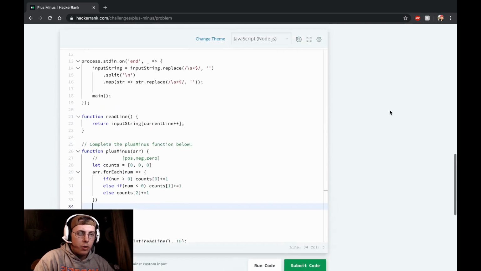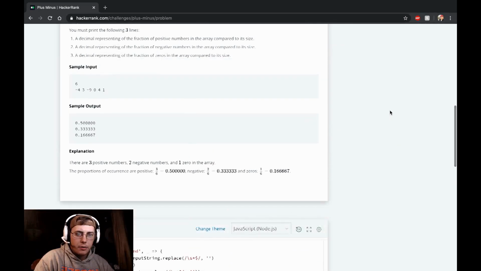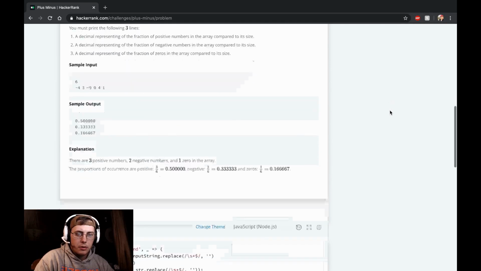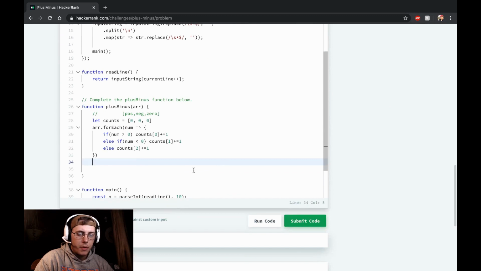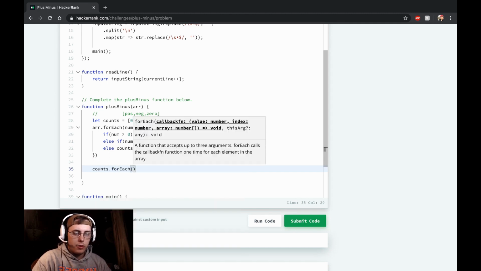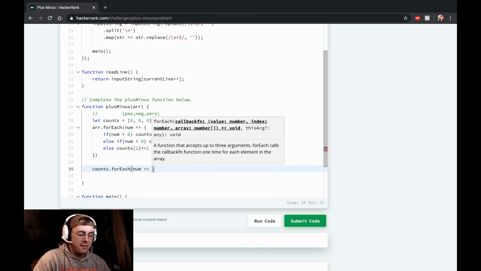And it wants me to print out the answers, doesn't it? Sample output, you must print the following 3 lines. Yeah, okay. So now I can just say counts.forEach(num) again.